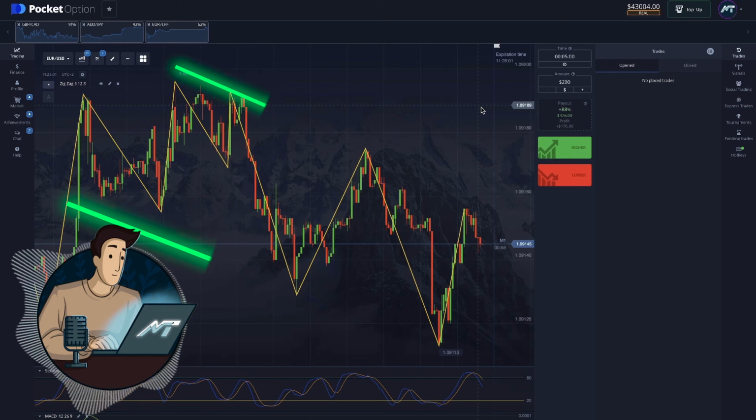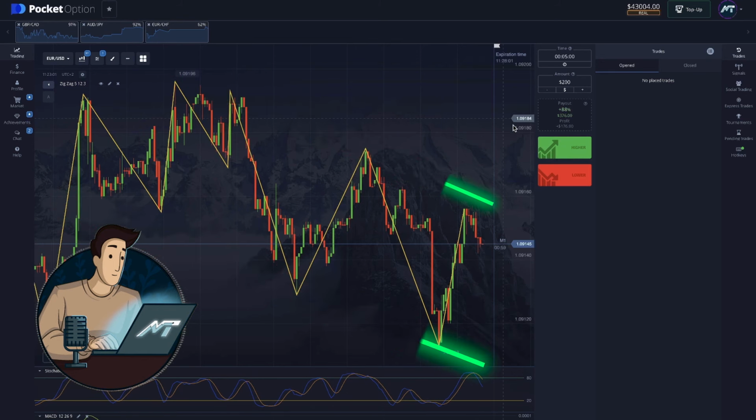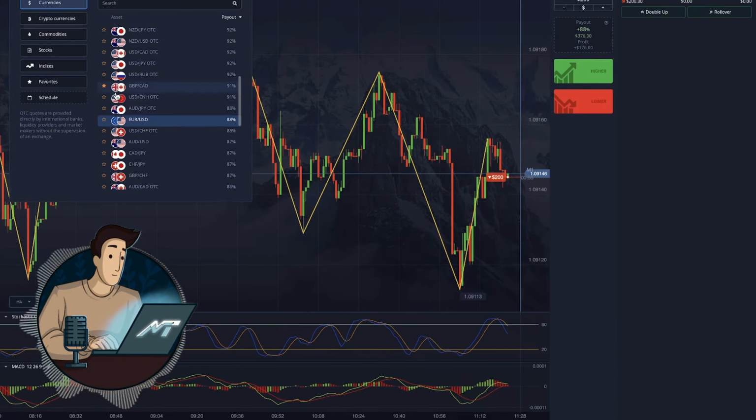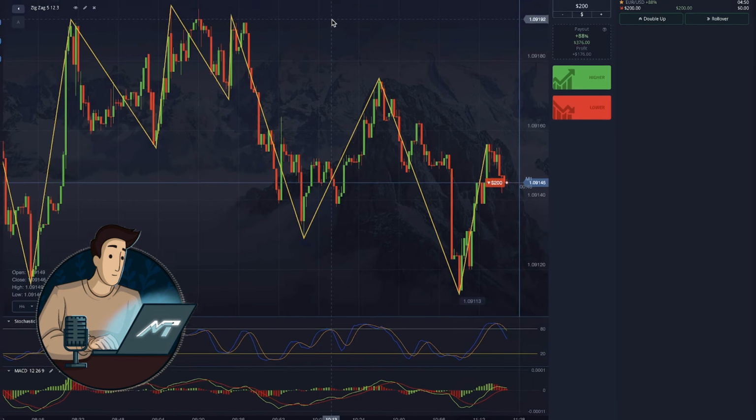In this scenario, the chart continues to move within a channel, this time downwards. We place a modest 5-minute trade. Take note of the other indicators, MACD and stochastic. They indicate the chart is declining from the overbought zone.